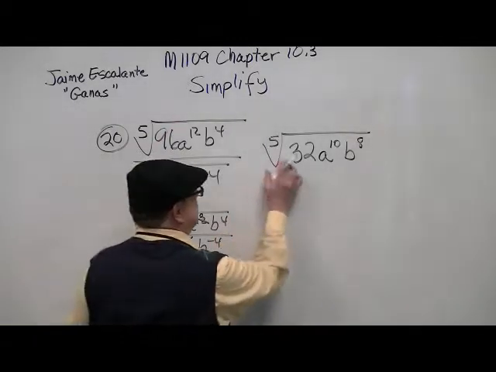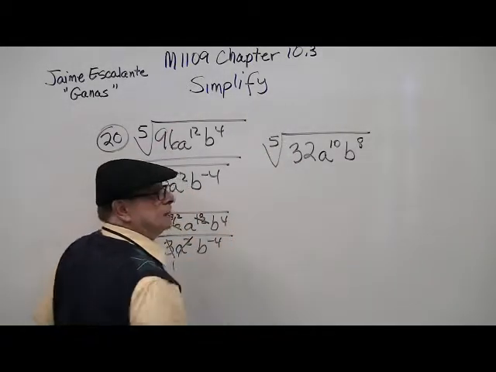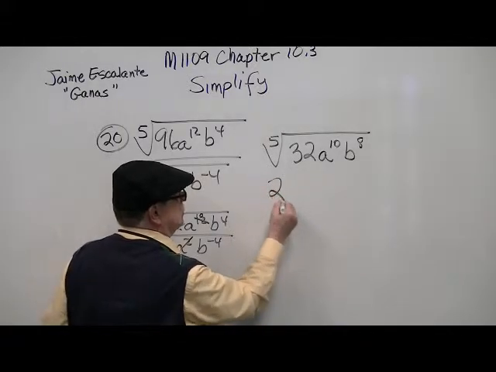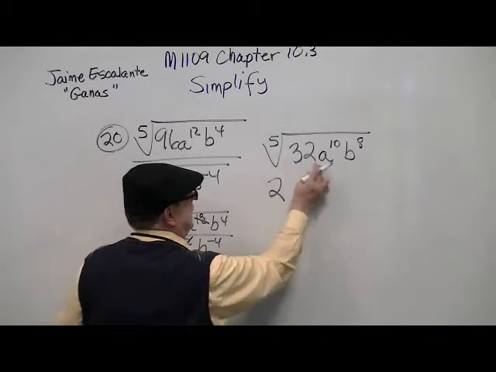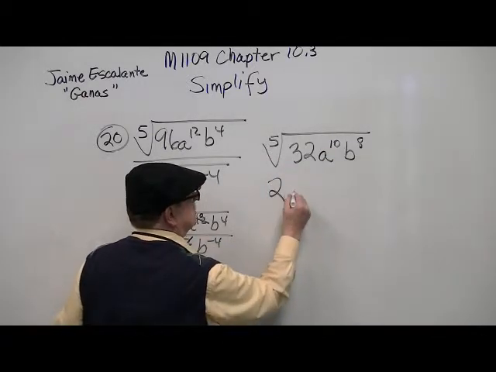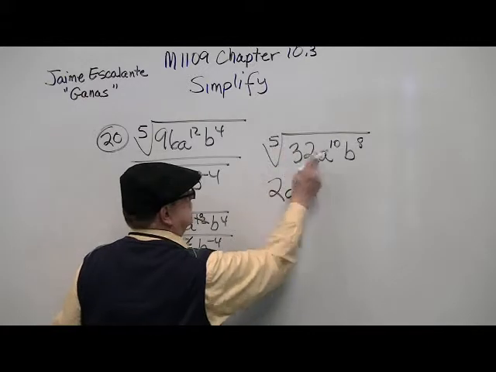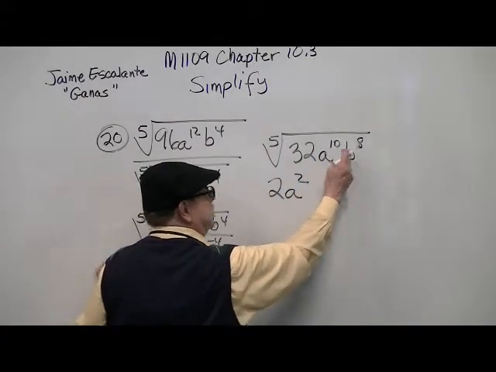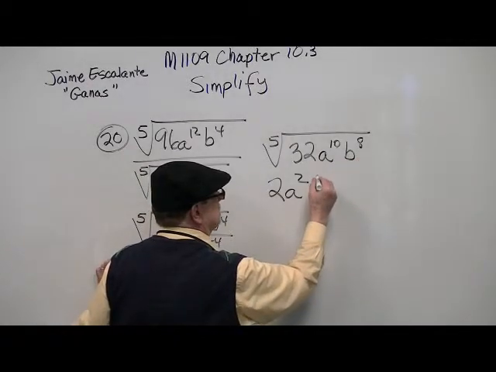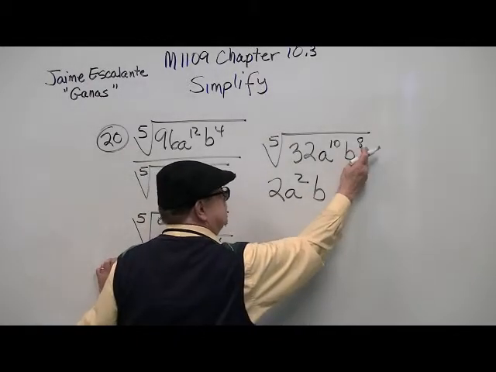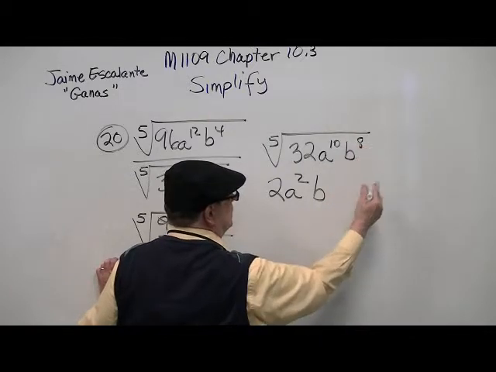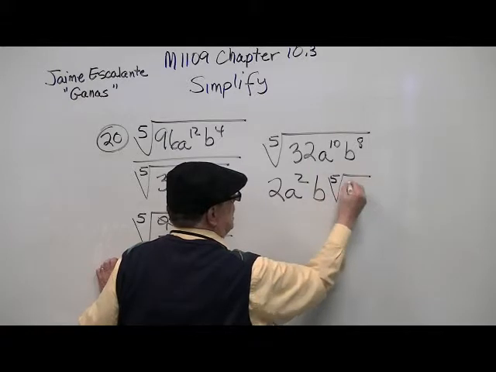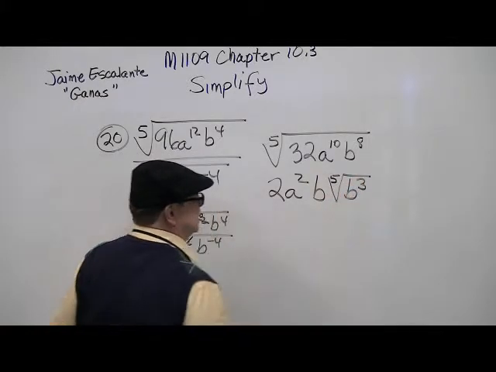Now I happen to know that 32 is a perfect fifth. So this comes out here as a 2. A to the 10th becomes a to the 2nd as I divide the 10 by 5. I can take one b out. That would be b to the 5th. I'm left with b to the 3rd that I'm going to write as the 5th root of b to the 3rd.